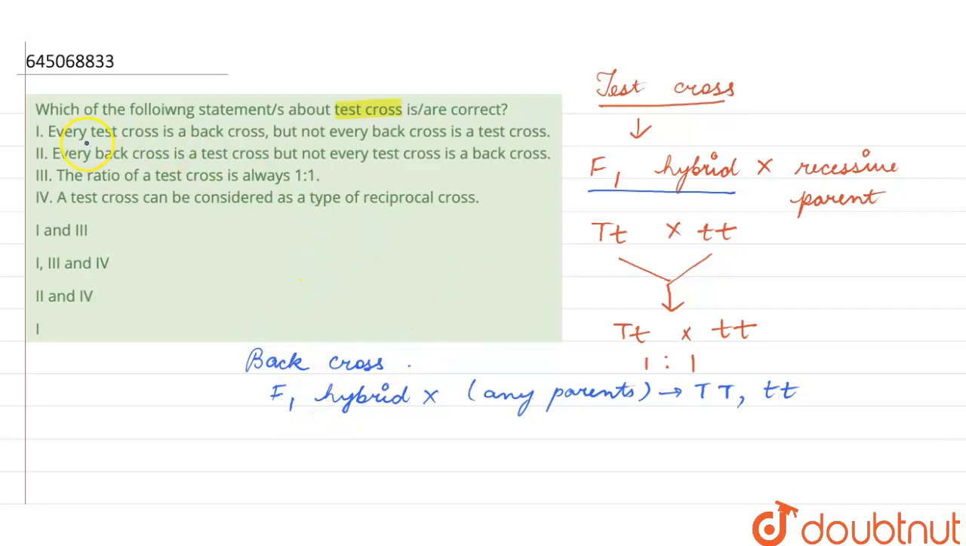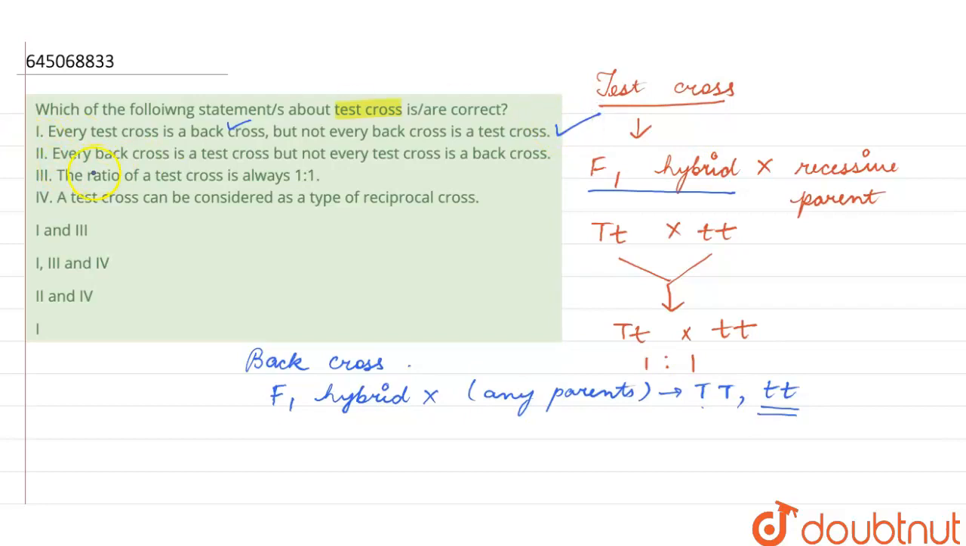So from the first statement, it is said every test cross is a back cross, which is correct. Every test cross is a type of back cross, because the cross done between a recessive parent and the F1 progeny is a type of back cross as well as a test cross. So this is correct. But not every back cross is a test cross. Again, this is also correct because the cross between the F1 progeny and the dominant parent is not called a test cross. So this statement will be our correct answer.